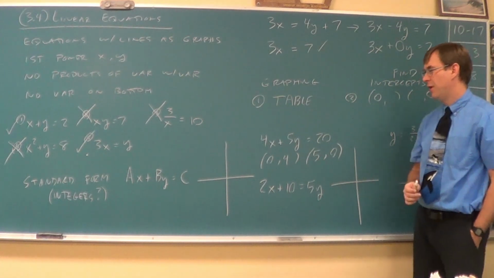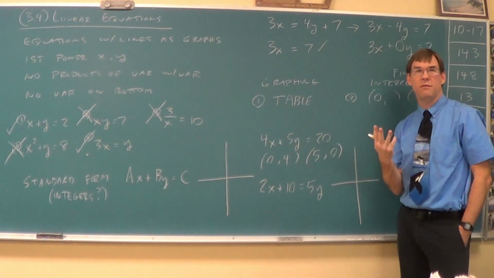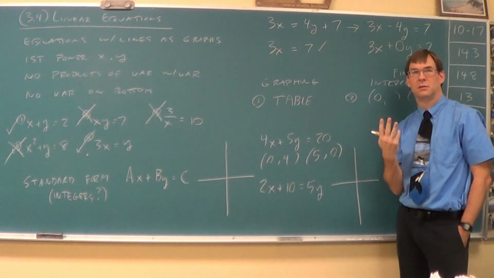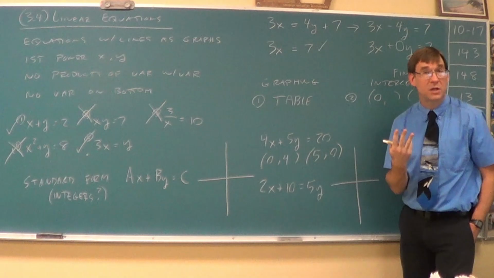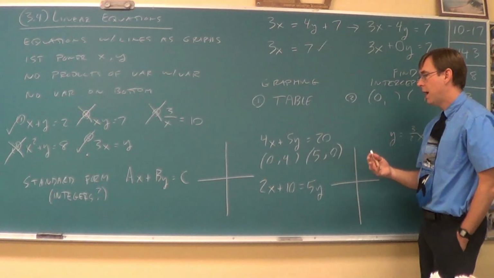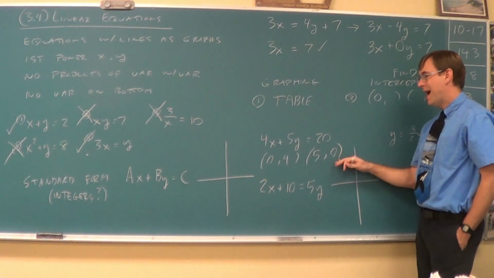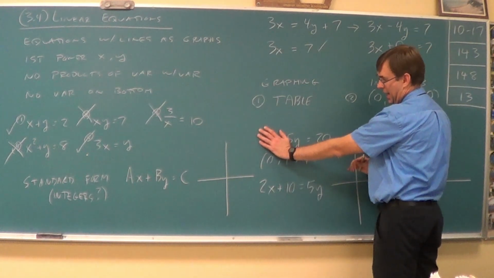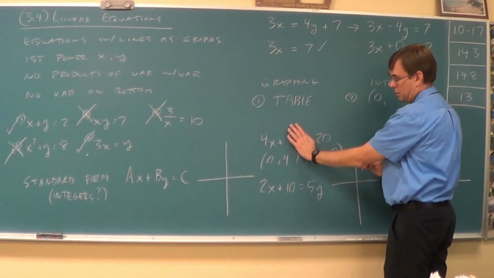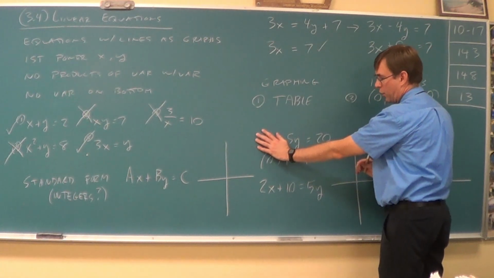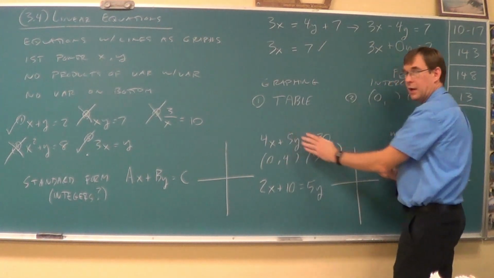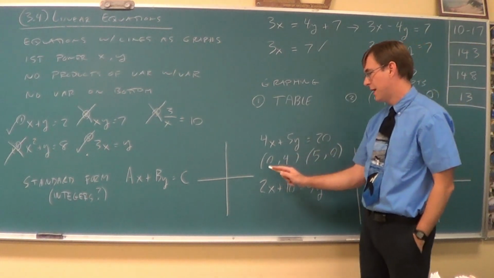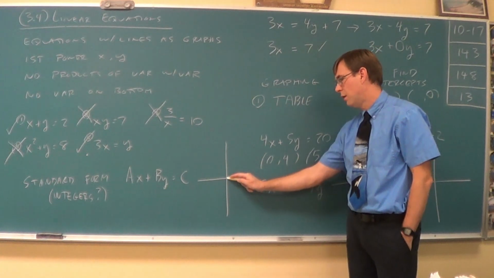Most of our lines up till now, I've always encouraged you to find 3 points. Why do I encourage you to find 3 points? Make sure it's a line, and it serves as a check in case we made a mistake. Personal opinion, I don't think it's very likely that I'm going to make a mistake going x is 0, y is 4, x is 5, y is 0. To me, 2 points here is enough to make a line. Where is 0, 4?